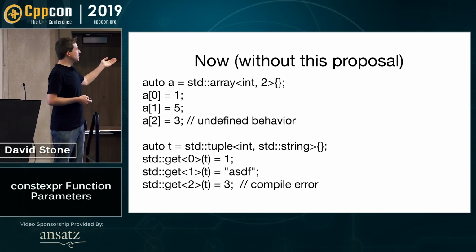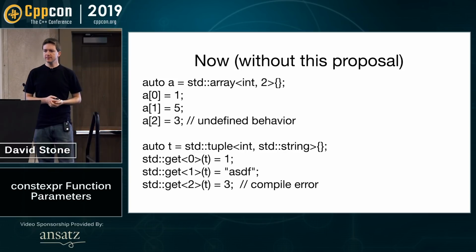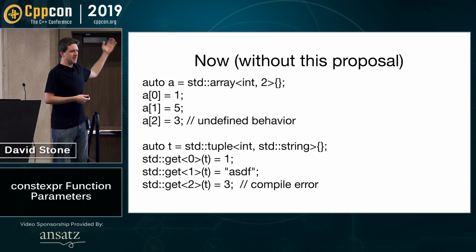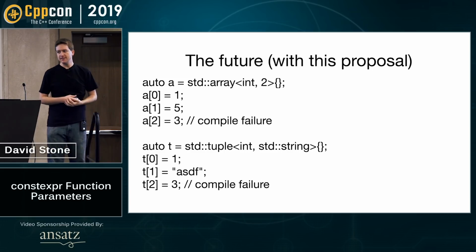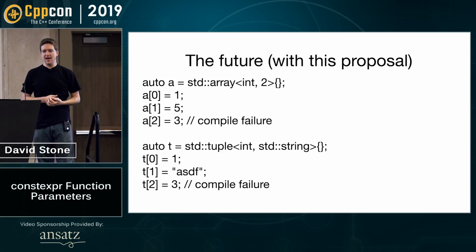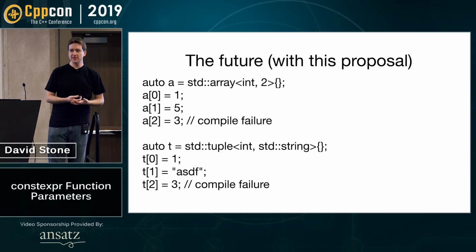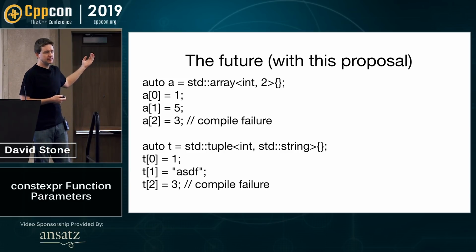And with tuple, you can index the first two values, and it's fine. And then you index the third value, which doesn't exist, and you get a compile time error. So we have the syntax we want on one hand, or the semantics that we want on the other hand. With my proposal, it could look like this. We can have a compile time error for indexing an array out of bounds with a constexpr value. And we can have the nice syntax for indexing a tuple.